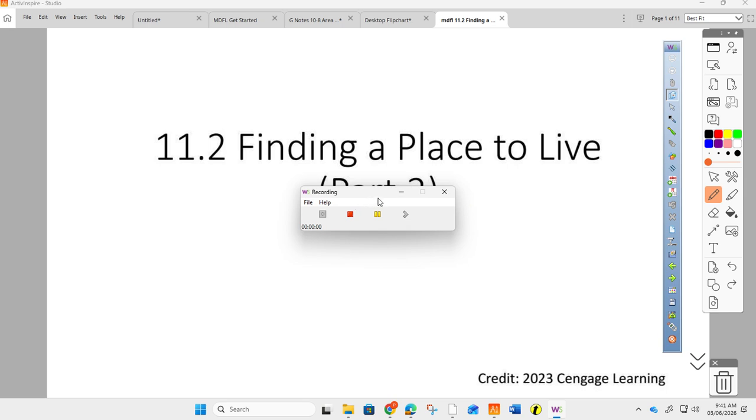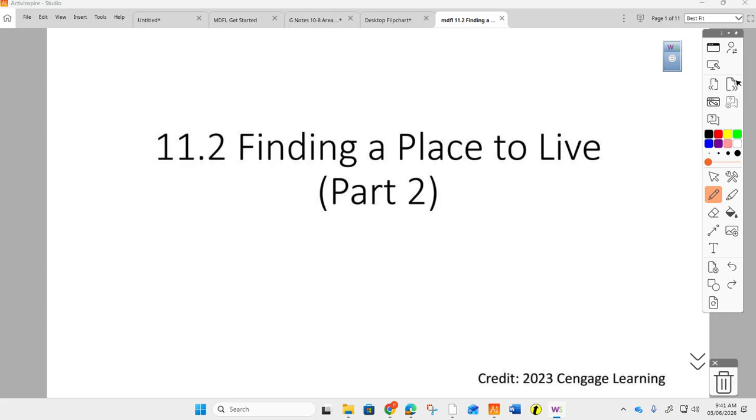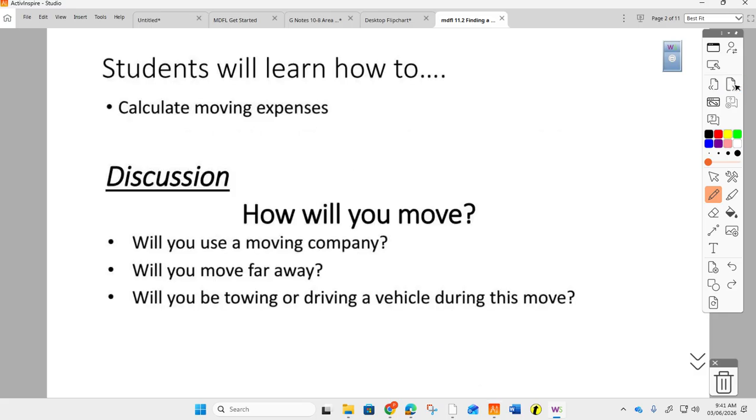Finding a Place to Live Part 2. Today we're going to be talking about some of the expenses involved in moving. And we're going to be reviewing systems of equations in that context. We'll be able to calculate moving expenses.